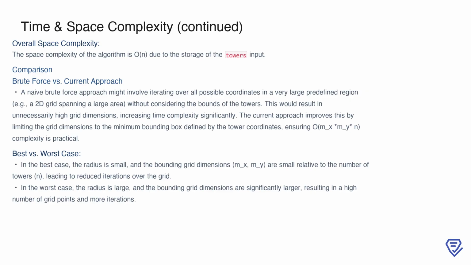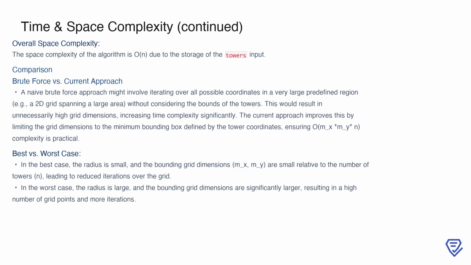When comparing this approach to a brute force method, the efficiency becomes even clearer. A naive solution would involve iterating over a large predefined grid without considering the bounds of the towers. This could mean processing an unnecessarily large number of grid points, significantly increasing the time complexity. In contrast, our algorithm focuses only on the minimum bounding box defined by the tower coordinates, keeping the grid dimensions practical and ensuring the time complexity remains m_x * m_y * n.